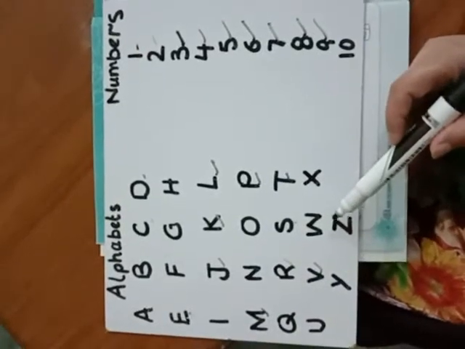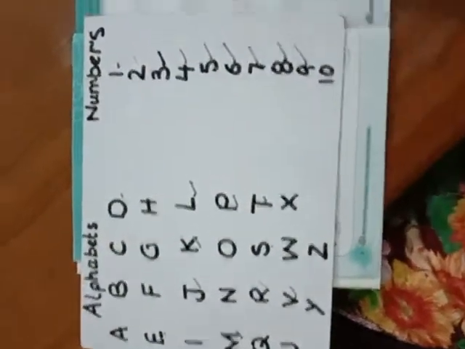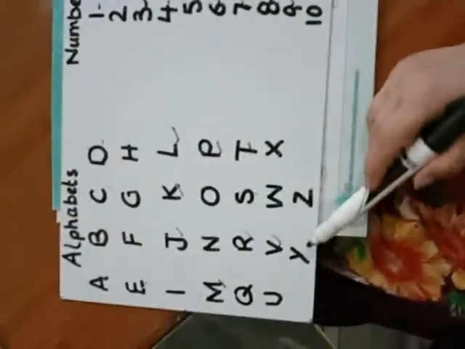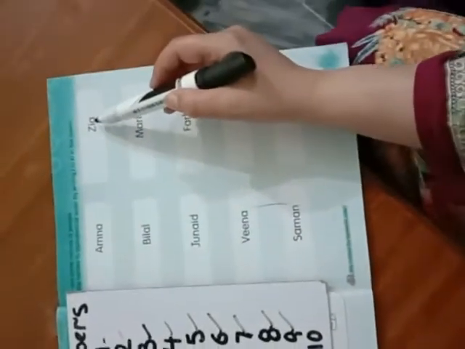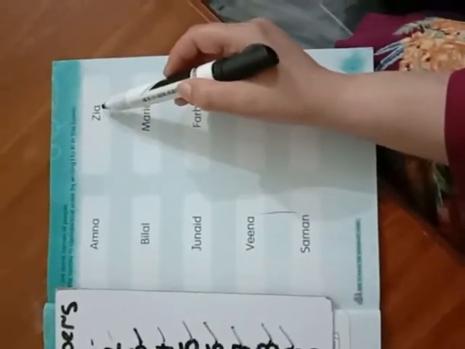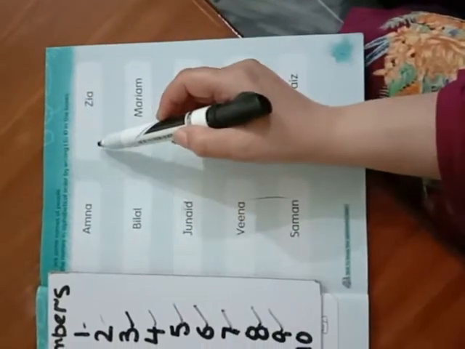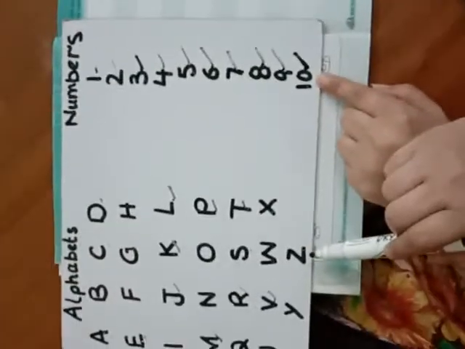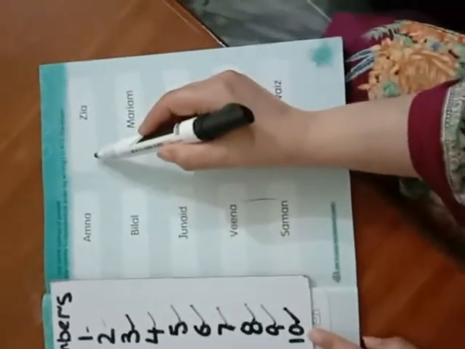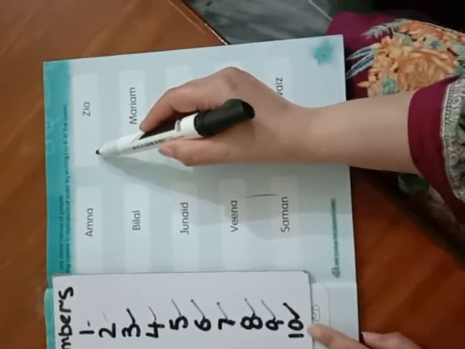Next alphabet we have is W. Let's see which name is starting with W. No, there is no name. Next alphabet, X. I think there is no name starting with X. Next, Y. And last alphabet is Z. Let's see here. Last name we have is Zia. Z-I-A, Zia. Here we have last number 10. And last alphabet, Z. We give it number 10 in this box.